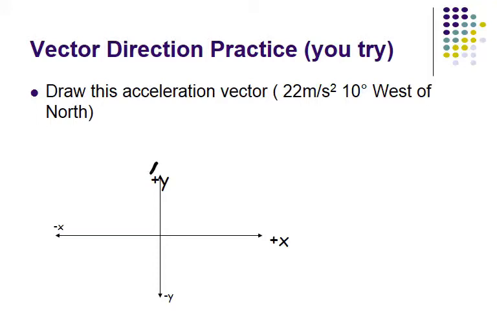Okay, so let's see how you did here. So north, south, east, and west. And in this case, we start on north and we go west by 10 degrees. So this is 10 degrees here.